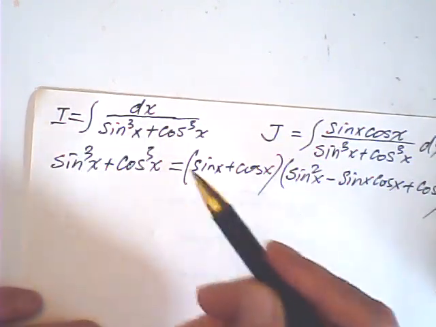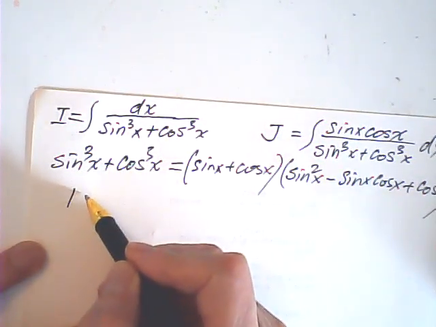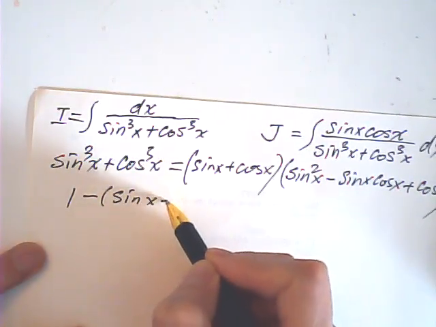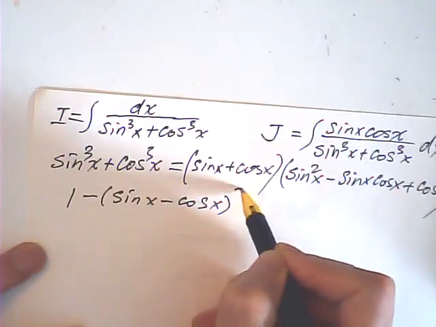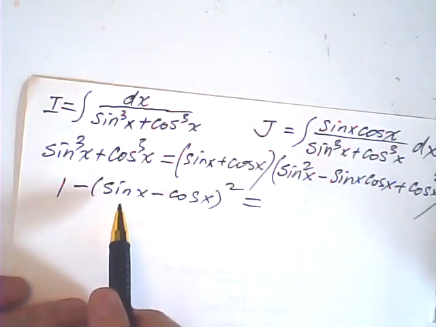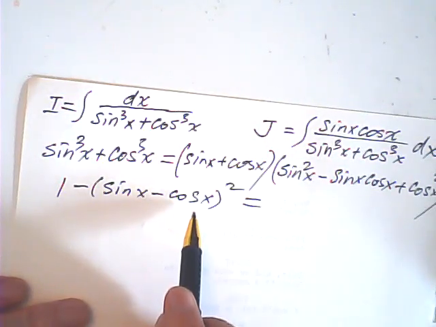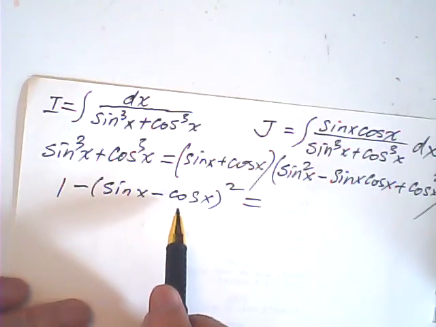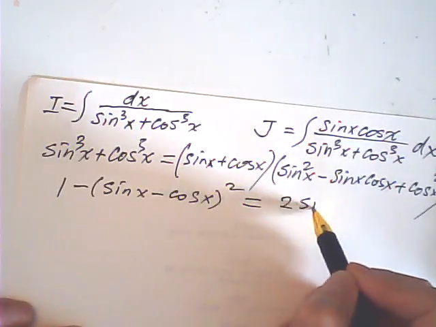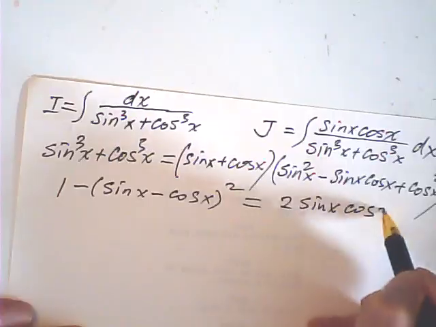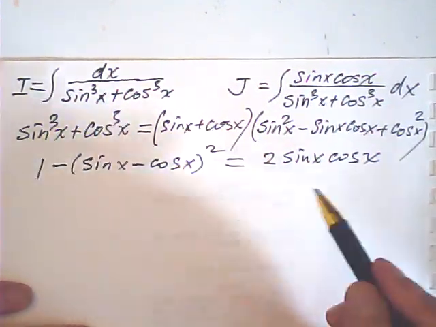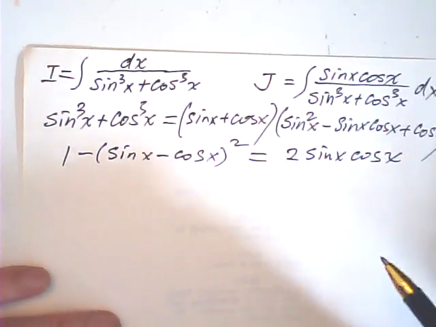Now, there's another one we can recall. That is 1 minus sine x cosine x squared. That's easy because this square plus this square is equal to 1. The middle terms are 2 sine cosine. So 1 cancels out. So this is equal to 2 sine x cosine x. Okay, these two formulas are useful in our integrations.